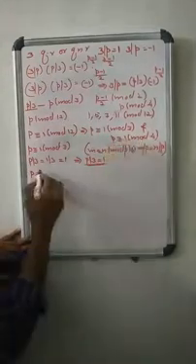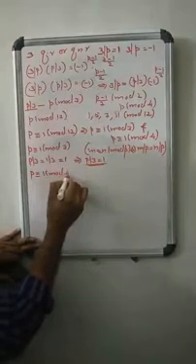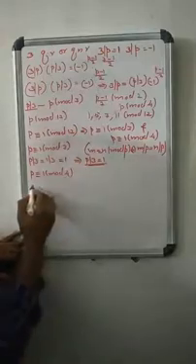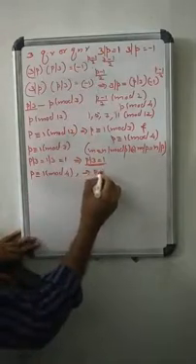Now, P congruent to 1 mod 4. Consider the second argument, P congruent to 1 mod 4. P congruent to 1 mod 4 means, what is (P-1)/2? Clearly, (P-1)/2 is even.